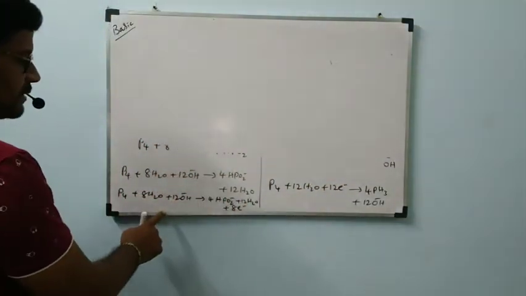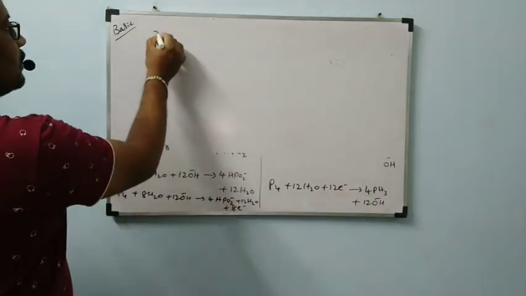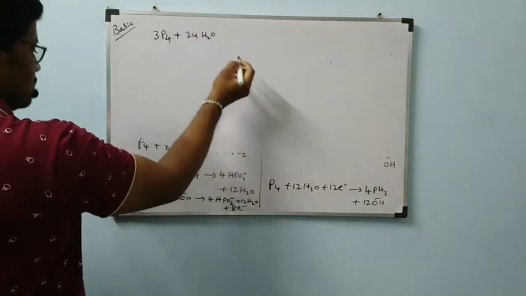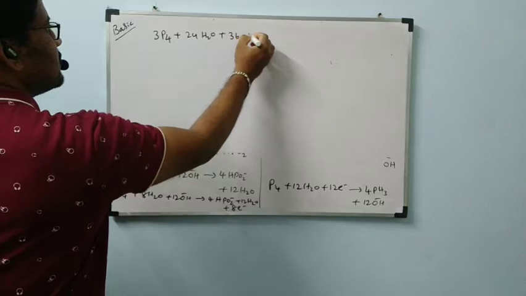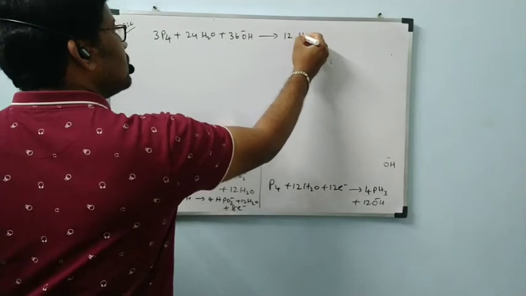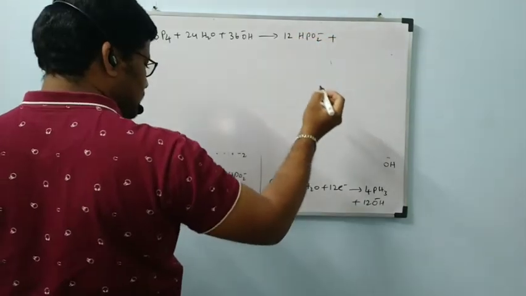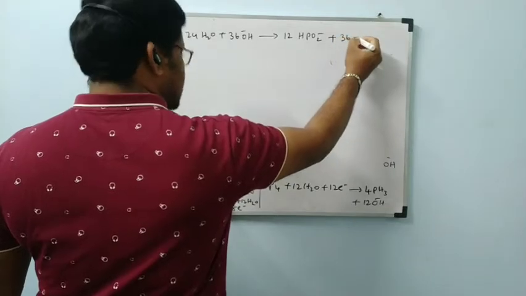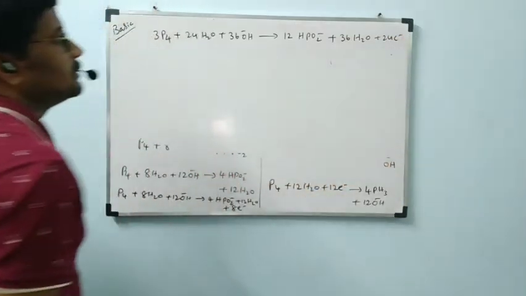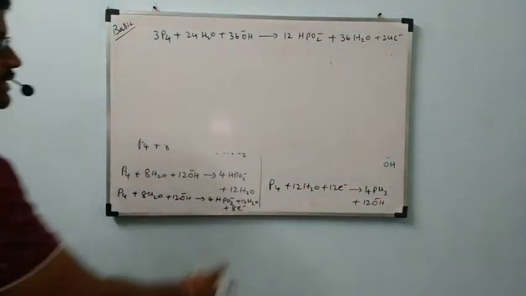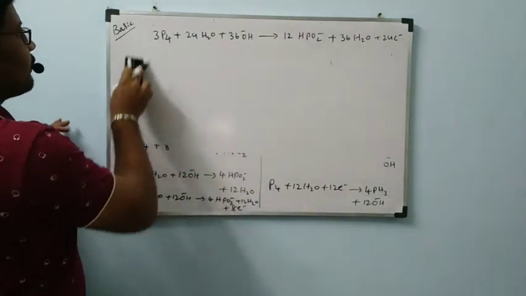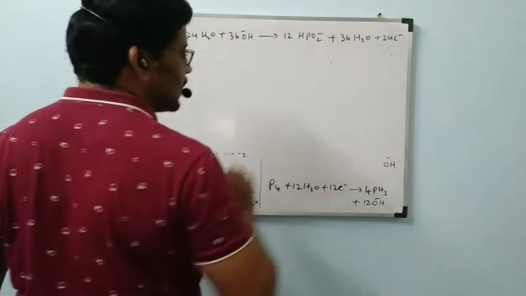Then this equation will become, after multiplying with 3, 3P4 plus 24H2O plus 36OH minus gives rise to 12HPO2 minus plus 36H2O plus 24 electrons. We have multiplied with 3 here. This equation must be multiplied by 2. This is equation 1. Okay. Equation 2.